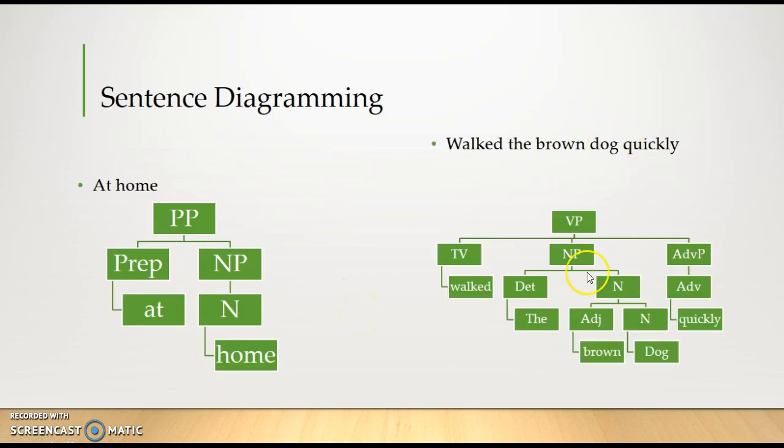So walked the brown dog quickly. The transitive verb here is walked. Our noun phrase goes down to our determiner, and then our noun, brown dog, we have to break down again because we have an adjective and we have a noun. And then we have an adverb and adverb phrase, quickly.